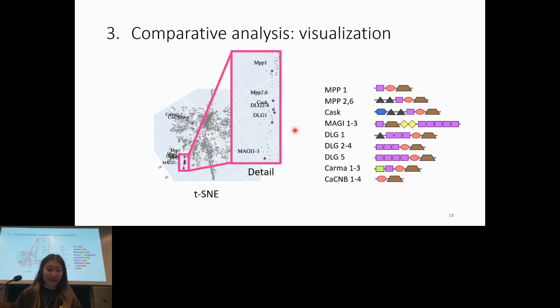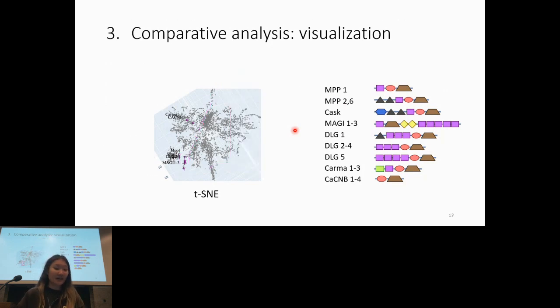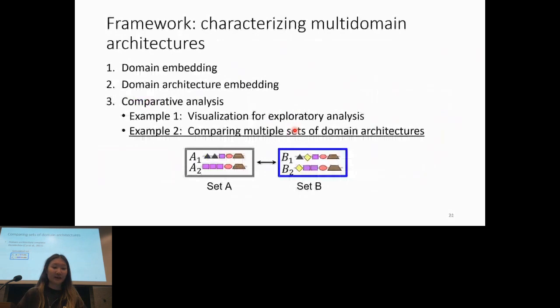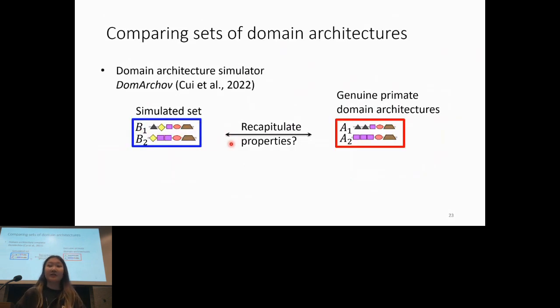Yes, domain order is definitely very important. In this simulated work, we simulated domain architectures that only used domain bigram, so domain combination statistics, from the genuine domain architectures, and the simulated domain architectures recapitulate genuine domain architectures very well. So it tells us that the local combination information of domain architectures is very important. How NLP handles that is by the clever designs of their neural network architectures.